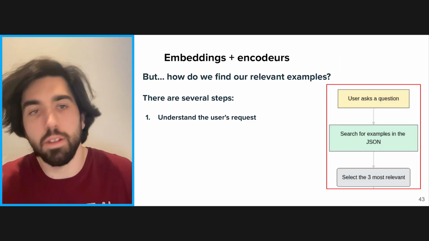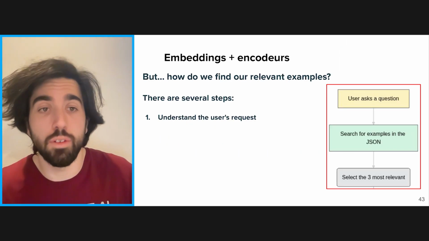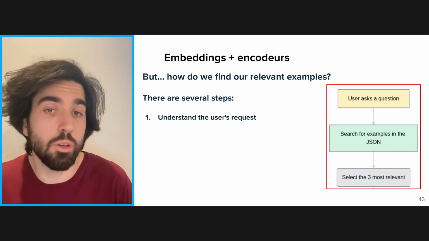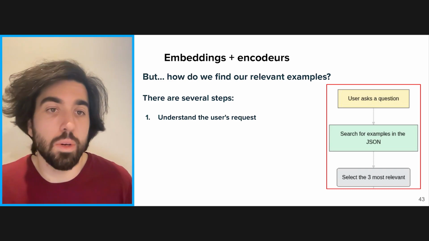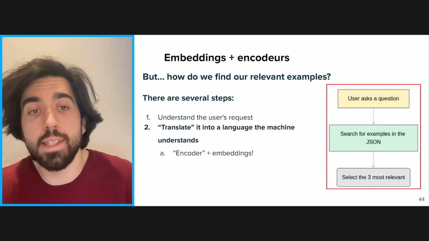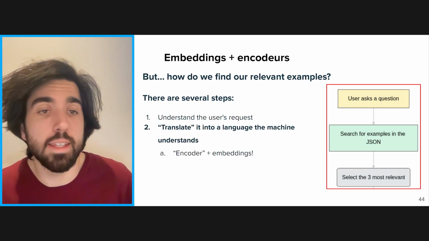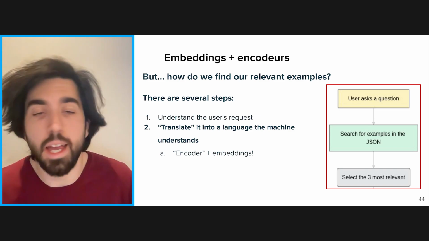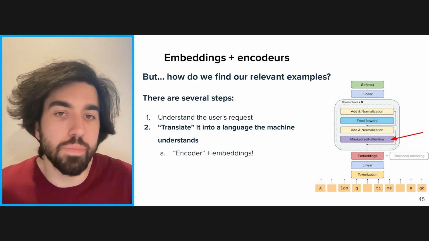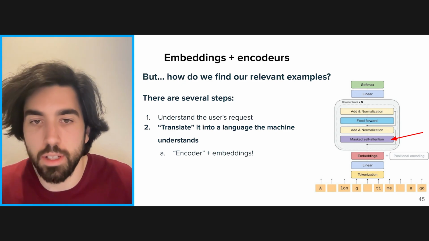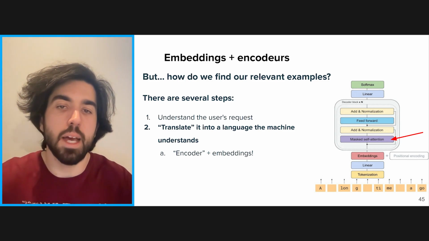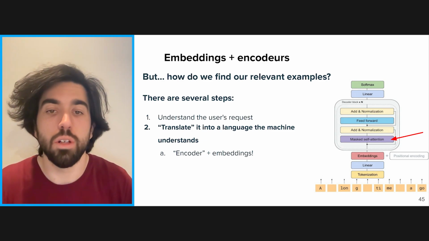And there are several steps to find the relevant information in this retrieval. For example, in our JSON, we want to find the 3 most relevant examples from the 50 we have. So how do we do that? Well, we have to understand the user's request. Then this user request, we have to translate it into a language the machine can understand. This is done using an encoder and embeddings, which we covered in the last course. But quickly, it's basically at this step where we send it to the transformer model. So after taking our sentence, making our tokens, and then making the embeddings, this is what we use to compare text.